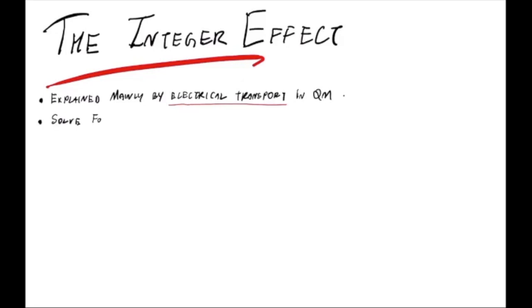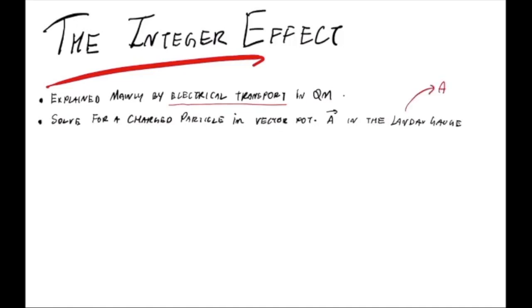To see this, we solve for a charged particle in a vector potential A in the Landau gauge, A is equal to x B y cap. Solving this simple problem, we see that the energy levels are quantized, and this quantization we call the Landau levels.